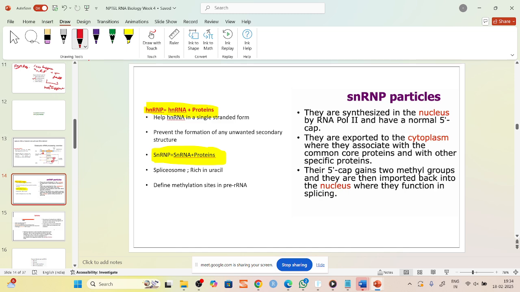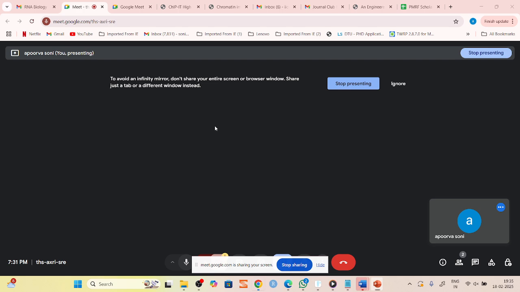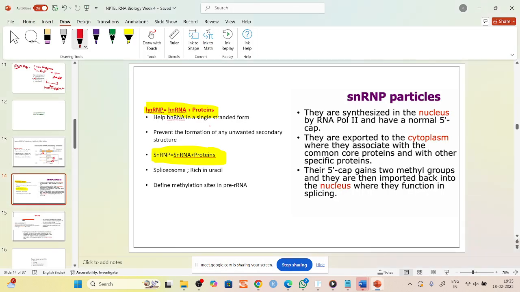So this hnRNP helps the hnRNA to be present in the single-stranded form. How does it do that? By preventing the formation of any unwanted secondary structure, and therefore it helps in putting the hnRNA in a single-stranded form. Then we come to snRNP.